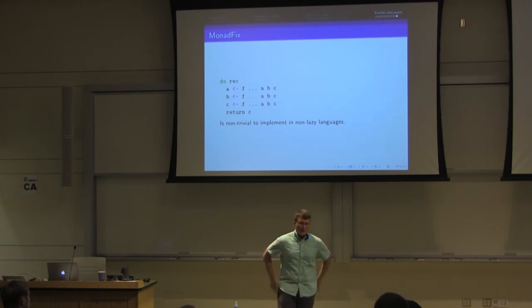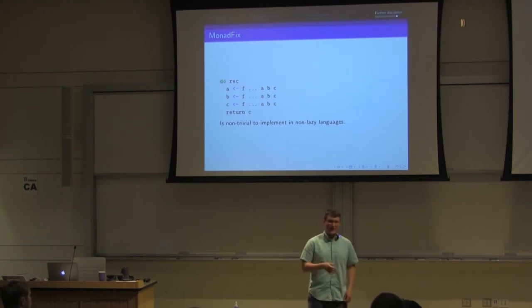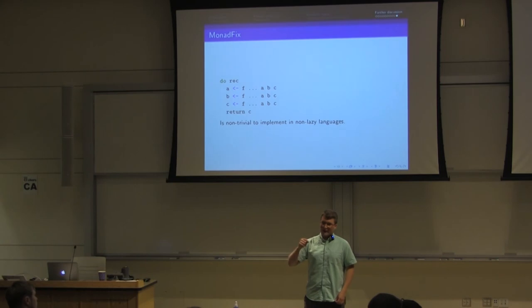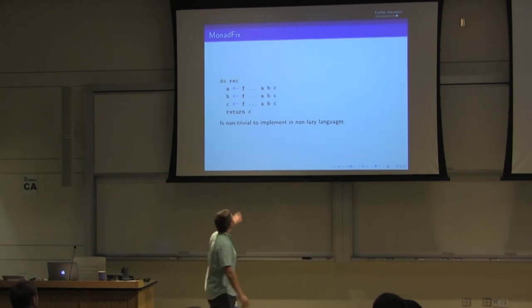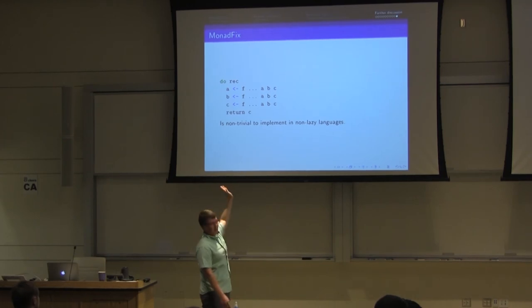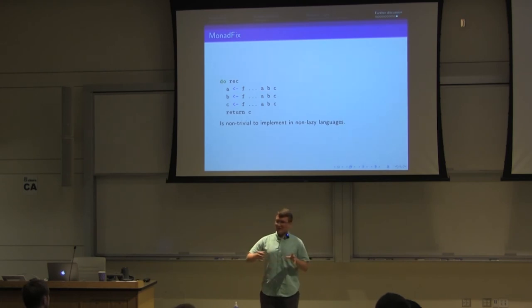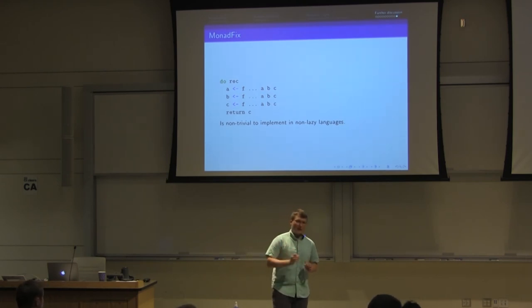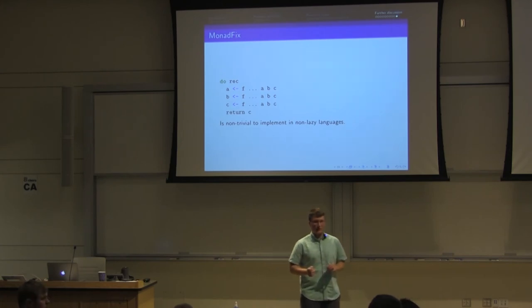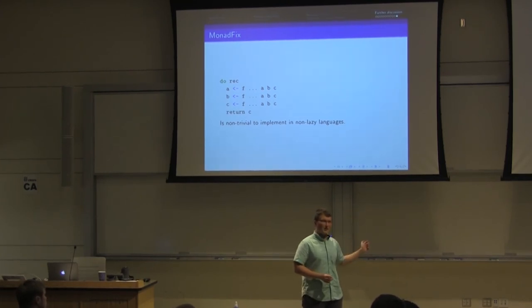The idea behind monad fix is that since Haskell is a lazy language, when you make a bind, so above, we have a bind where A is some function of A, B, C, right? When you make a bind, you don't need to immediately compute the result, right? And so you can bind into the future. Essentially what this does is that it produces three thunks for A, B, and C. When you pass those to F, it actually passes those thunks, but they're not yet filled in.